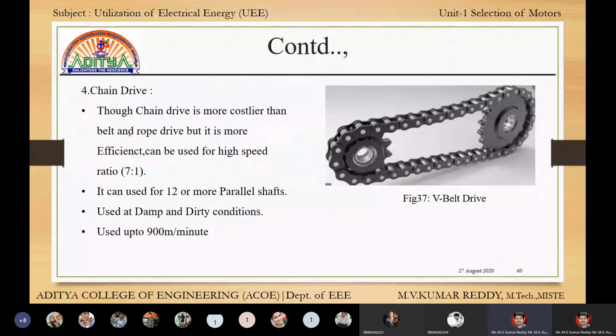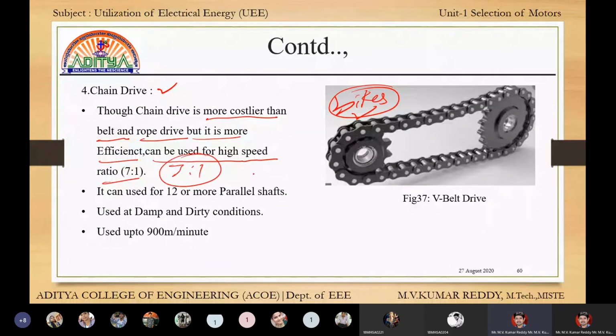Next one is the chain drive. This is the most advanced drive. Generally these are mostly used in bikes. It is costlier than belt drive and rope drive, but it is more efficient. Can be used up to high speeds of 7:1. This is the gear ratio, which means it has a high speed.